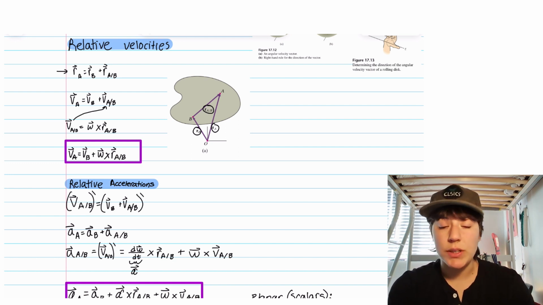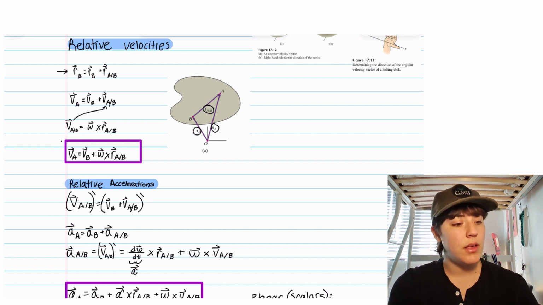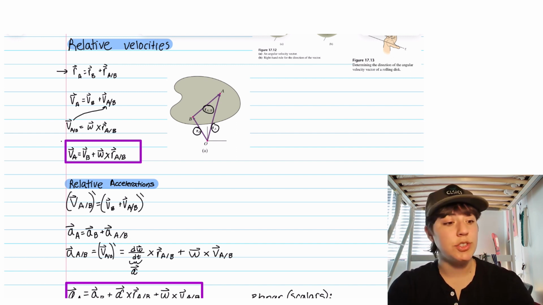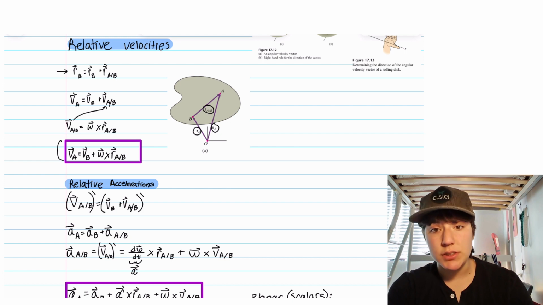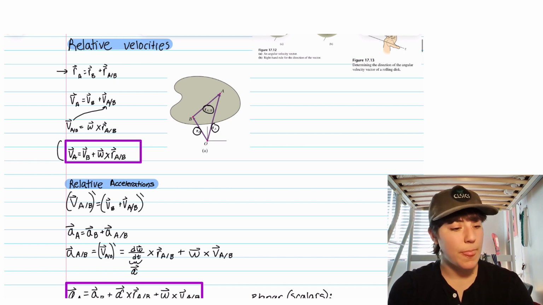And then you're thinking, well, what's the velocity of A relative to B? Sometimes they'll give it to you in the problem statement, but a lot of the times they won't. So it's equal to the angular velocity of the rigid body crossed with the position vector of A relative to B. So from B to A. Then if you plug that into this equation, you'll get this equation, and this is the one that you'll need to solve a lot of problems.